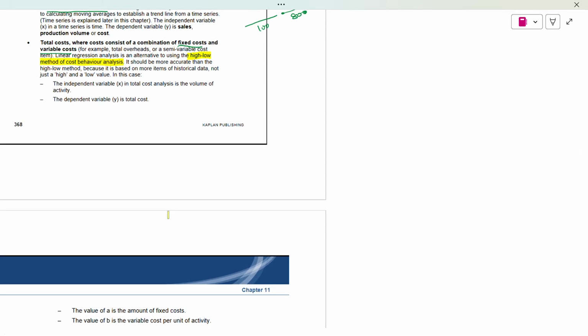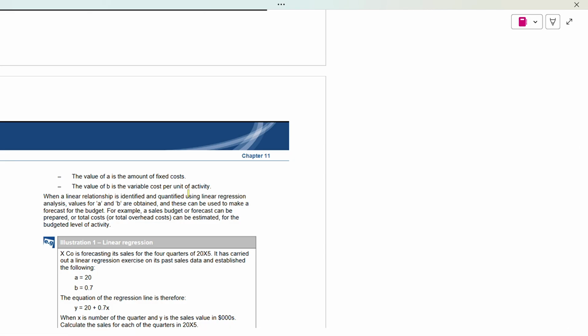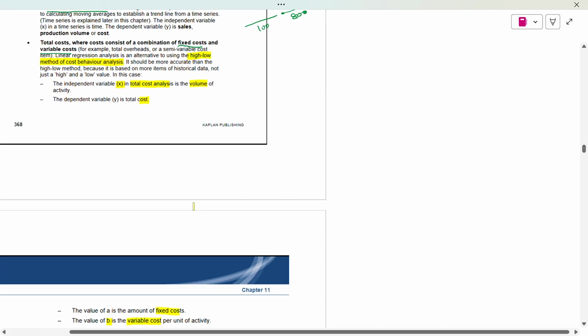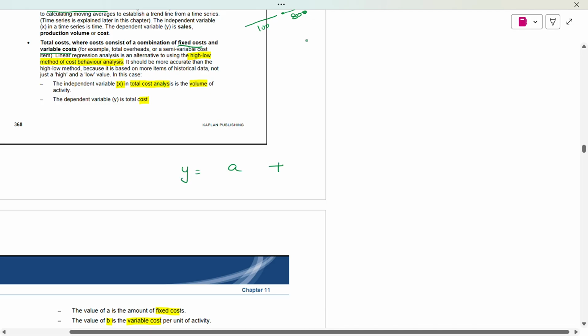The independent variable x in total cost analysis is the volume. What is x? X is the volume. The dependent variable y is the cost. A is nothing but the amount of fixed cost, and b is the variable cost. Keep it in mind: they are talking about y equal to a plus bx. Now you can have it very clear.